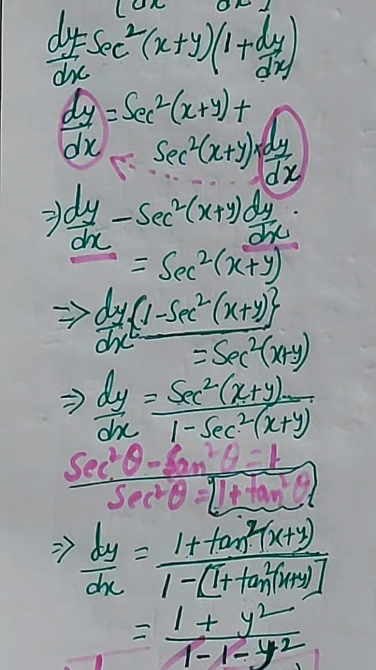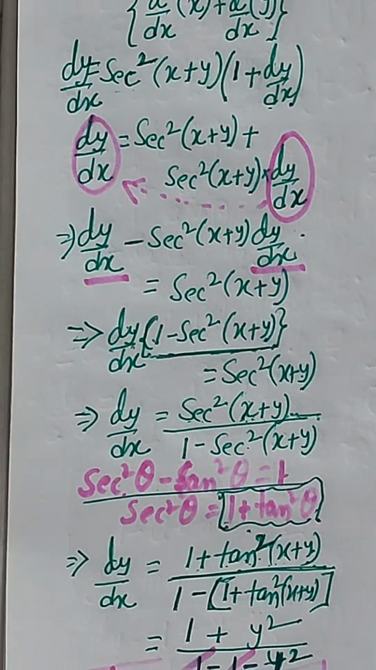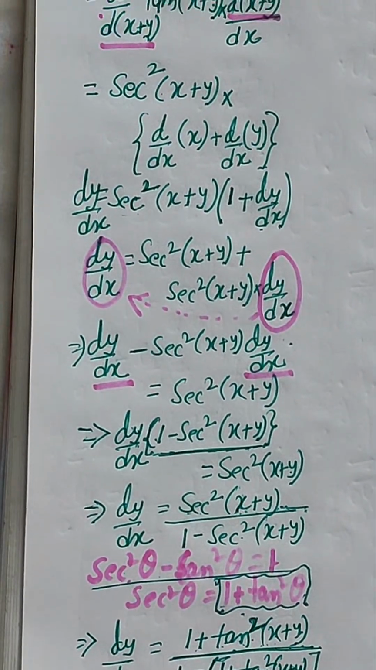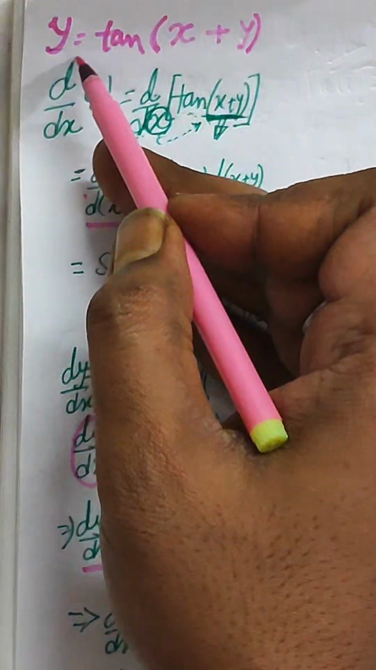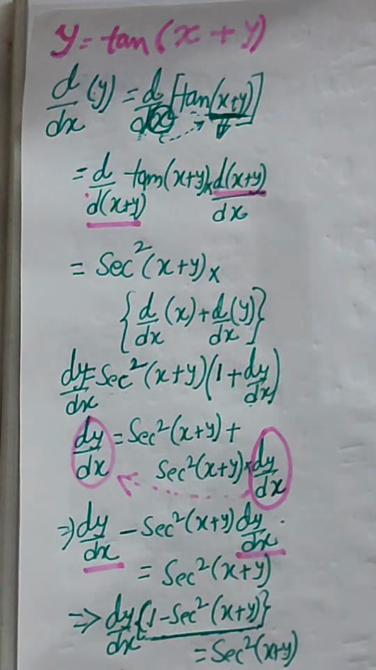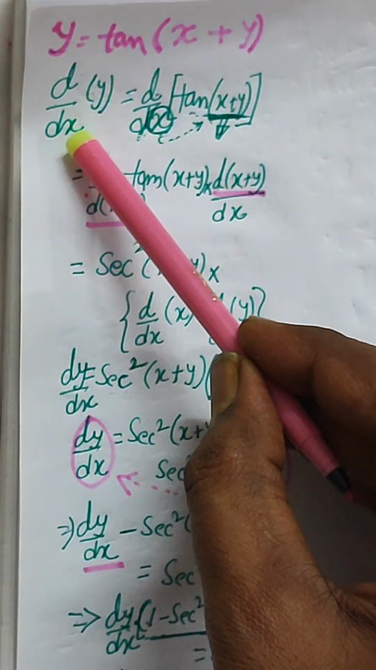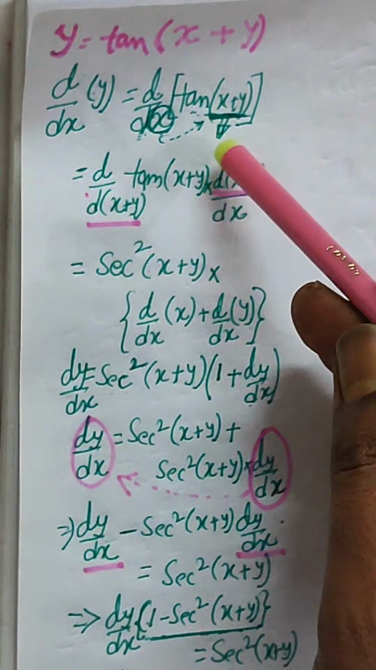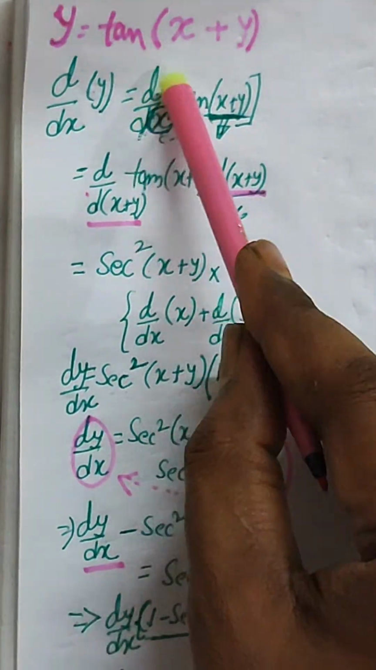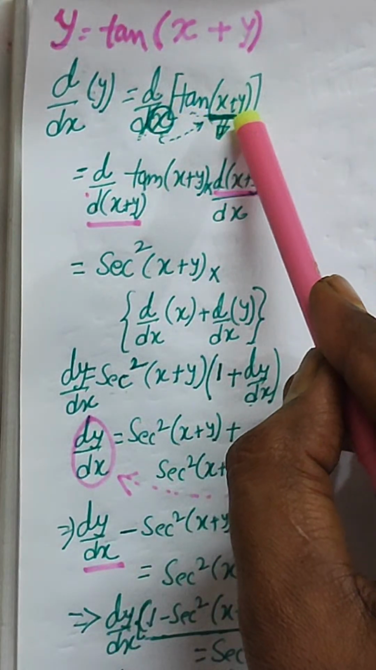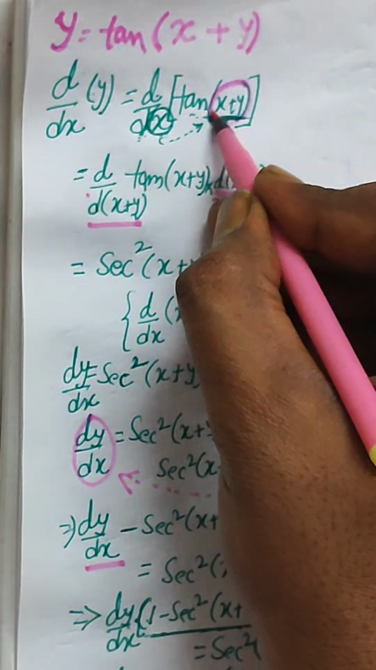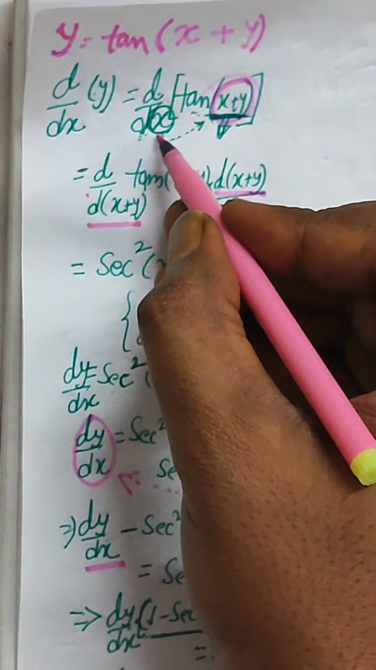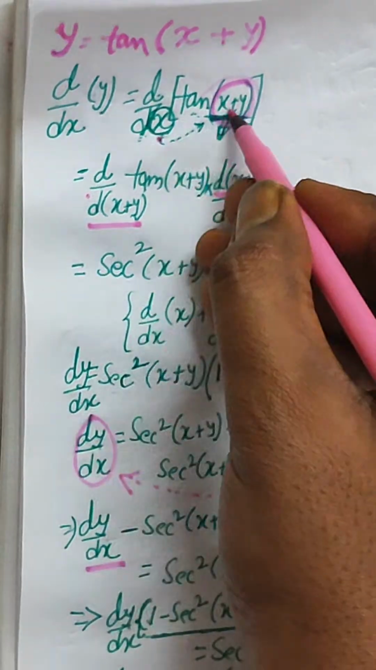So in this paper I just started, and this was the question. The question was that since y equal to tan of x plus y, we need to differentiate it with respect to x. So being an implicit function, d by dx of tan of x plus y will not be happening, because you can see this x plus y, and with respect to x we need to differentiate, so it will not happen.